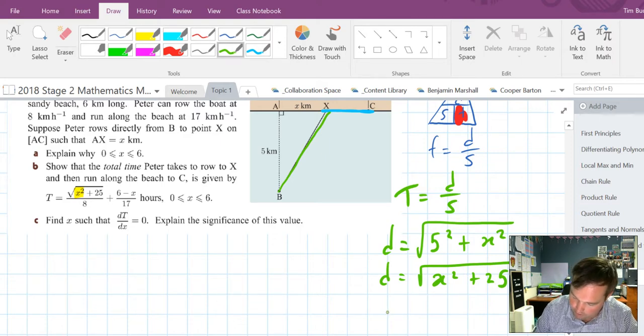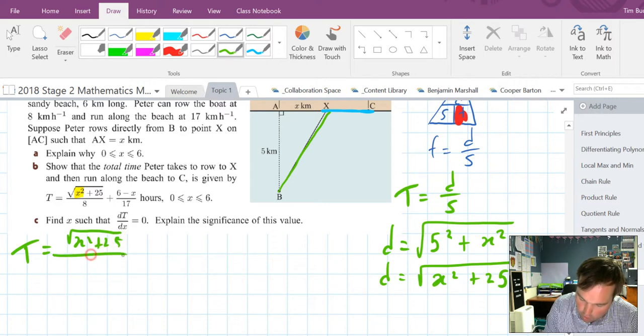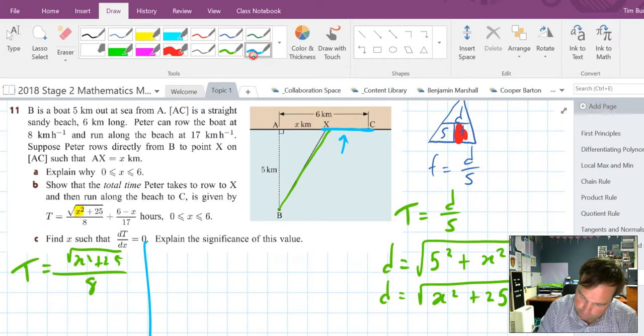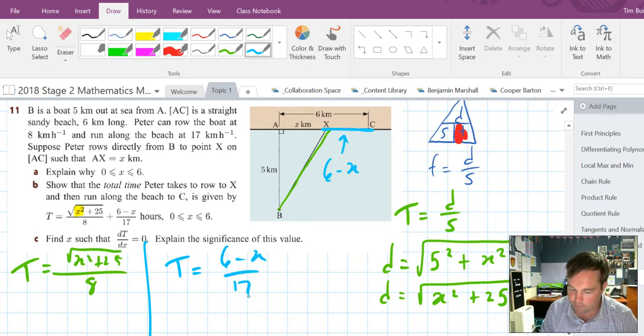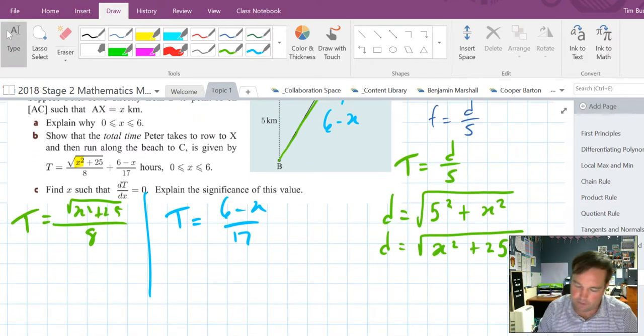So time along the green stretch is equal to the distance, the square root of x squared plus 25, over the speed he rows it at, which is 8 kilometers per hour. In blue, very simply, this distance here is the 6 kilometers of the beach, subtract the x. So that is 6 take x in distance, and therefore the time it takes him to run it is 6 take x over the speed he can run it at, which is 17 kilometers per hour. He's pretty quick. Alright, so the total time is these two added together.